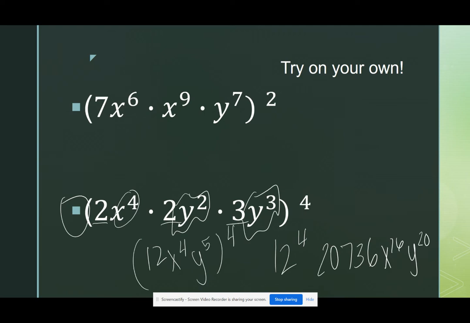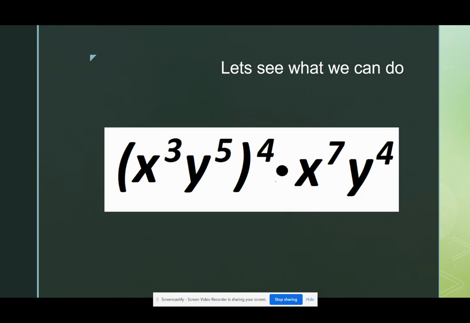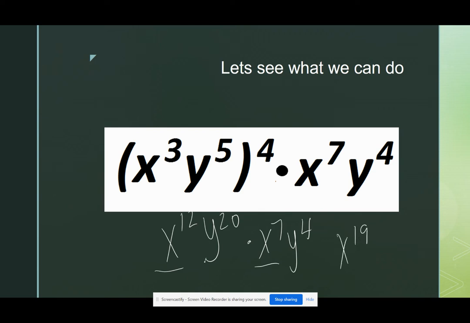And that would be our final answer. If I had something like this, I would do x. I would do the parentheses, exponents things first. I do x to the 12th, y to the 20th, times x to the 7th, y to the 4th. And then I'd be combining x12, x7 is x19, y20, y4 is y24.